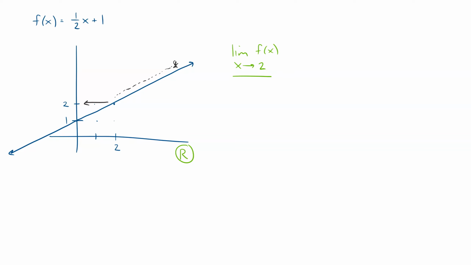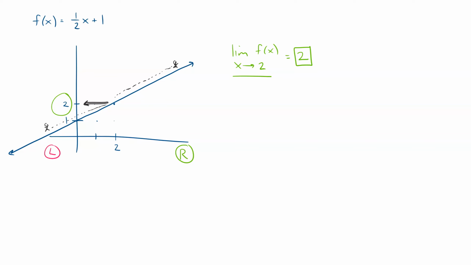I also have to approach from the left side, and I'm going to shrink down to the size of an ant, and I'm going to run towards my x value of 2, and again, I have a y value of 2 because the approach from the right and the approach from the left both equal the y value of 2. I can say that the limit of the function as x approaches 2 is simply 2.